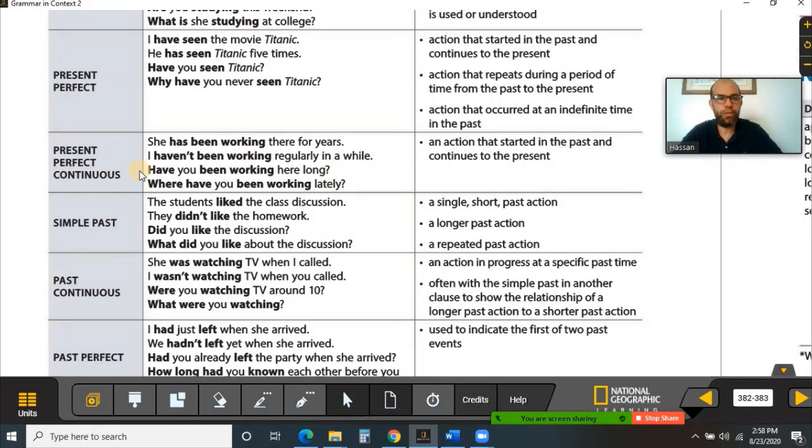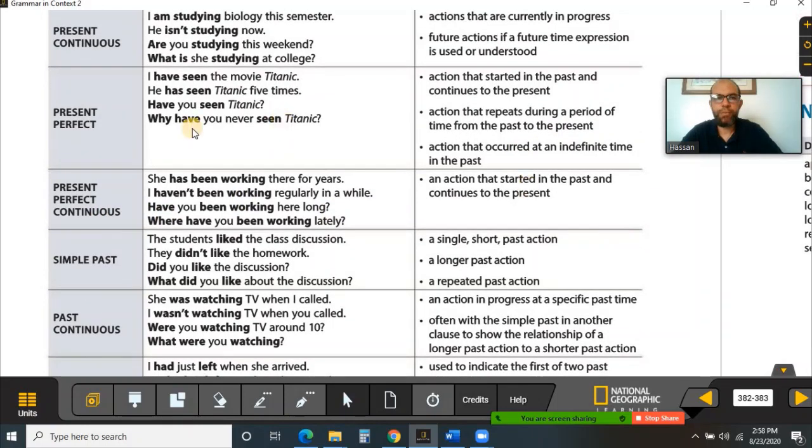Let's move on to the present perfect continuous. Now, simply the difference between the present perfect and the present perfect continuous is that the present perfect continuous is used to talk about an action that started in the past, continues to the present, and is still going on. It is still going on.